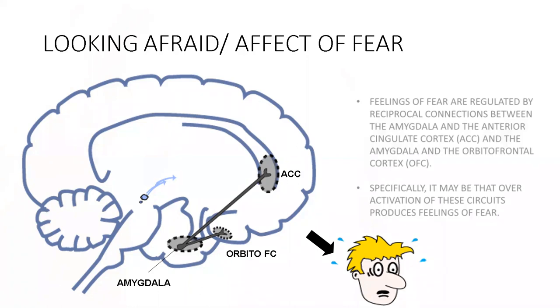The orbitofrontal cortex is like when you see something; it grasps the things that you see. An external stimulus comes here, the amygdala processes that and sends it to the ACC, the anterior cingulate cortex. Signal passing through these pathways brings about fright and fearfulness in a person. So when this is excessively stimulated, when you see something, the stimulation of these circuits will cause more fear.